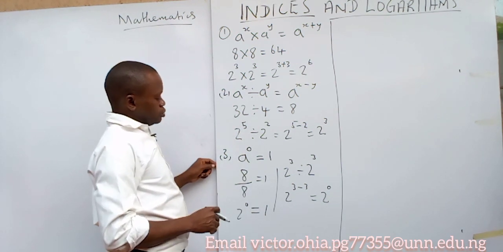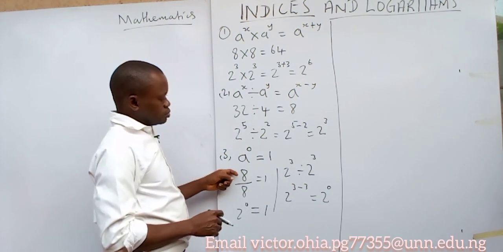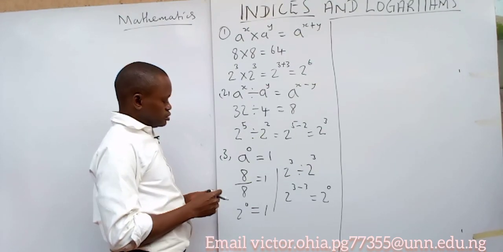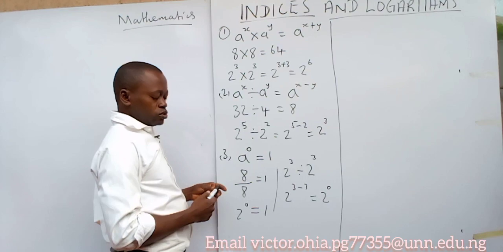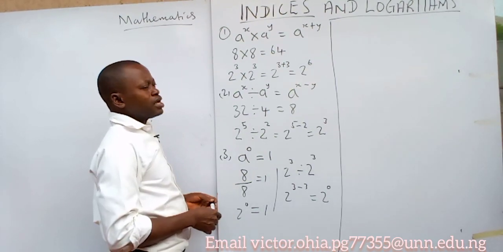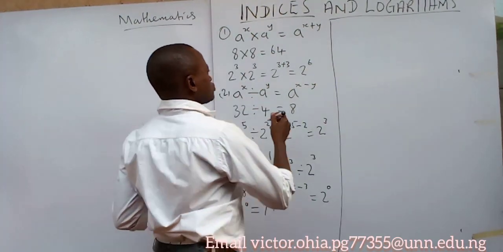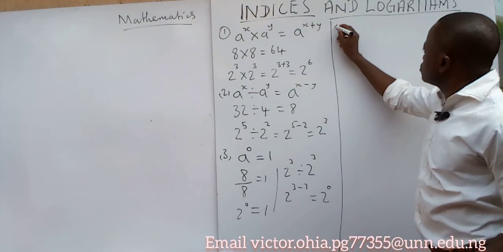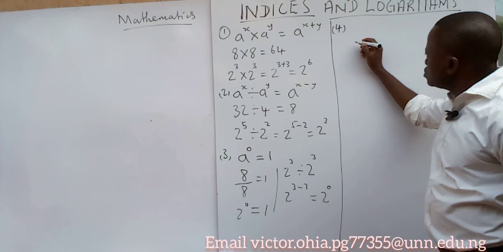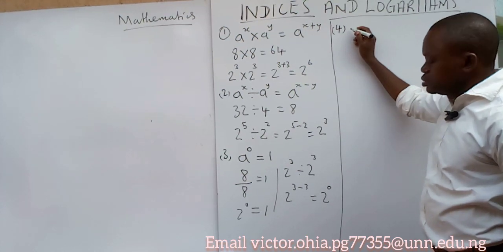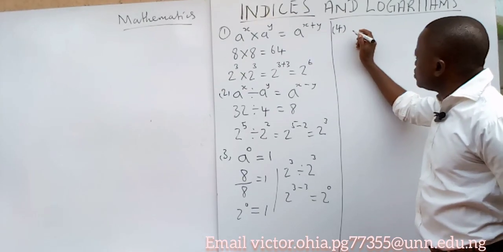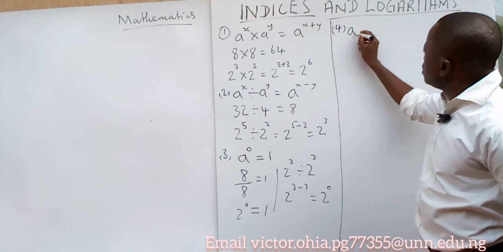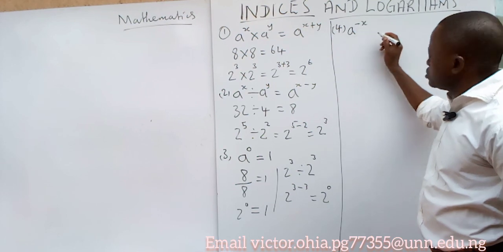Okay, so this is what we call the zero index law. I'm sure that is very clear. What about number 4 now? What about what we call the negative index law? The negative index law. It then means I have now a raised to power minus x.